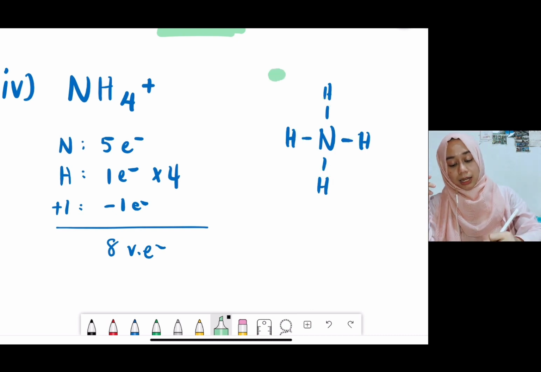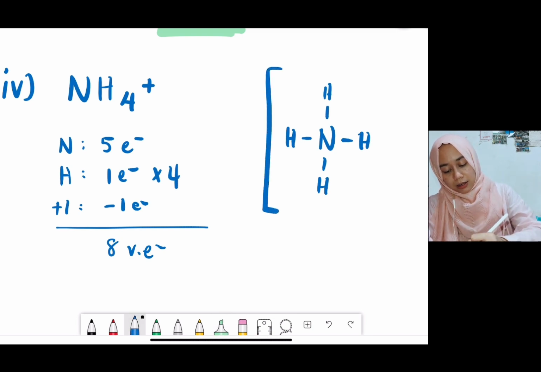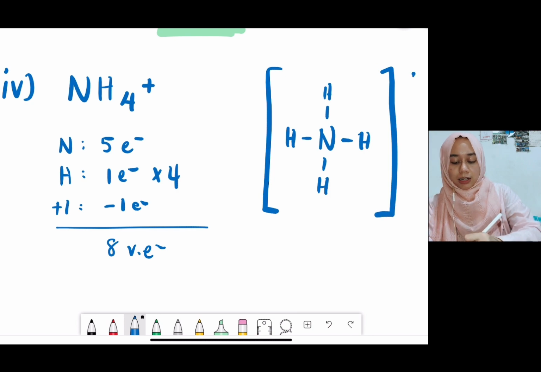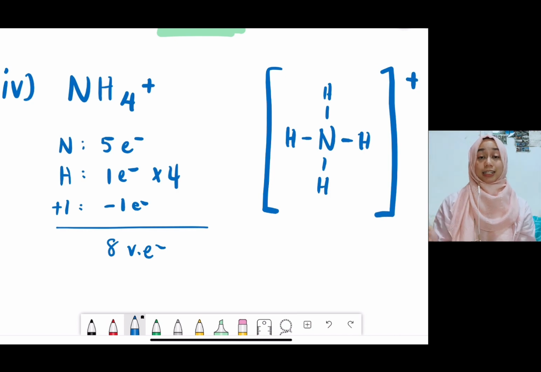Tapi this is an ion. Therefore jangan lupa kena letak square bracket and letak the charge. Settle dah kat sini untuk kita punya ammonium ion. So very simple kan? Senang je kat sini.